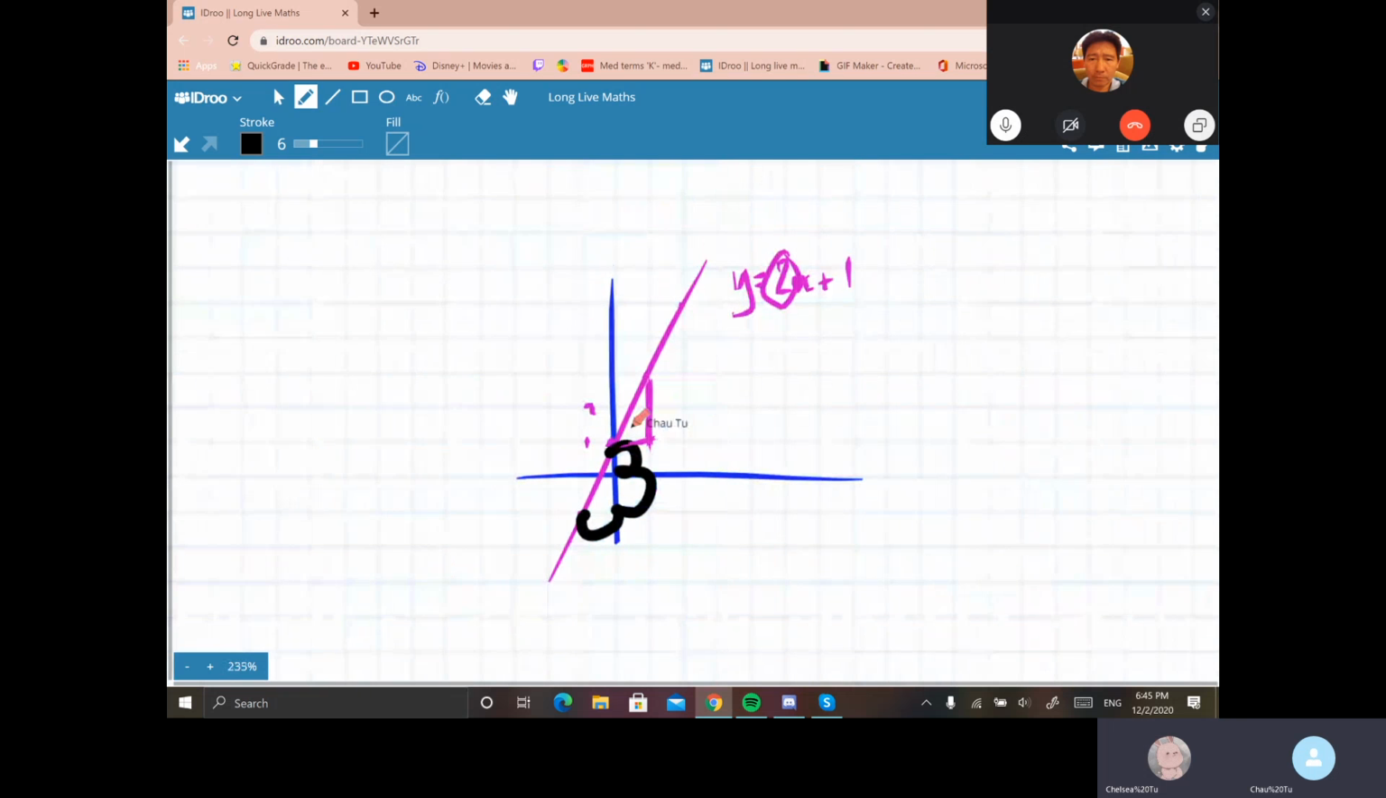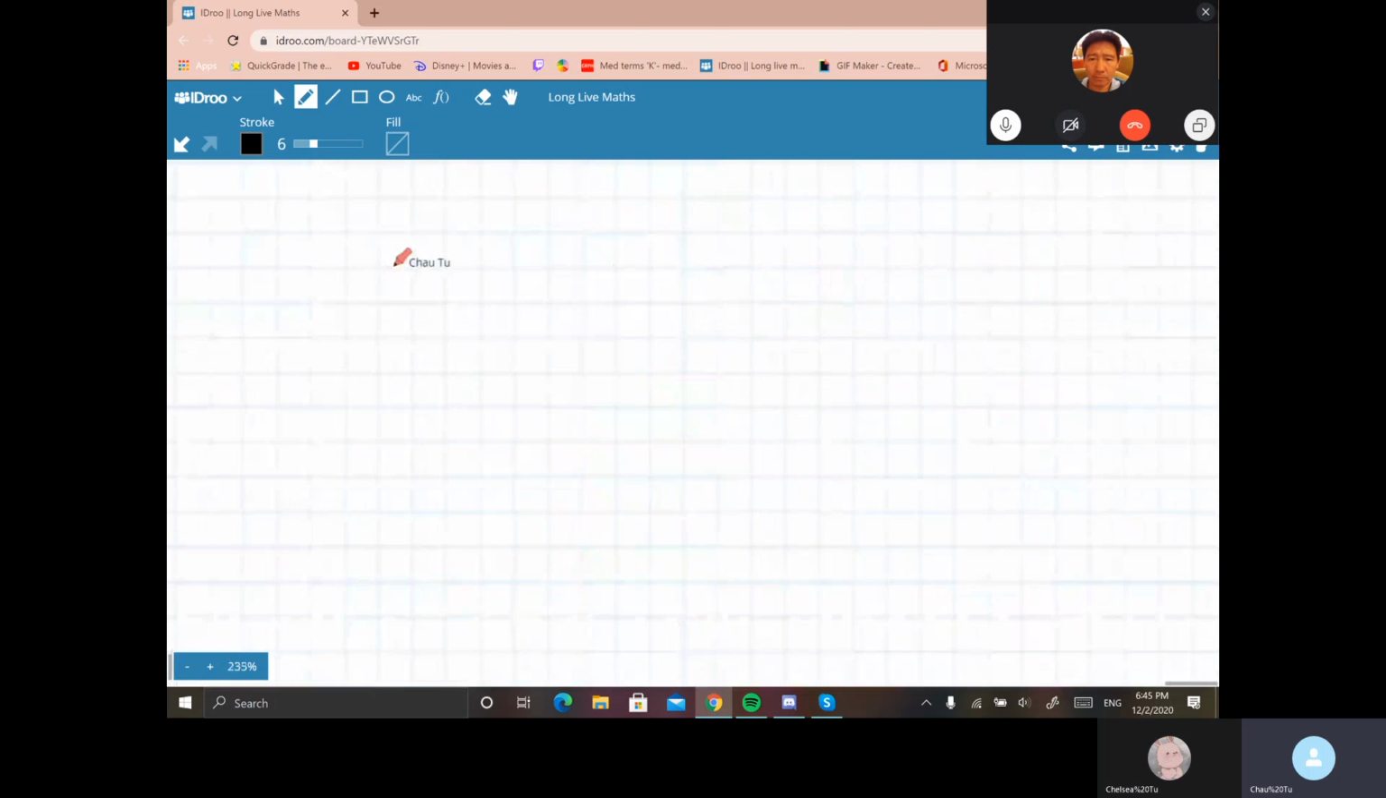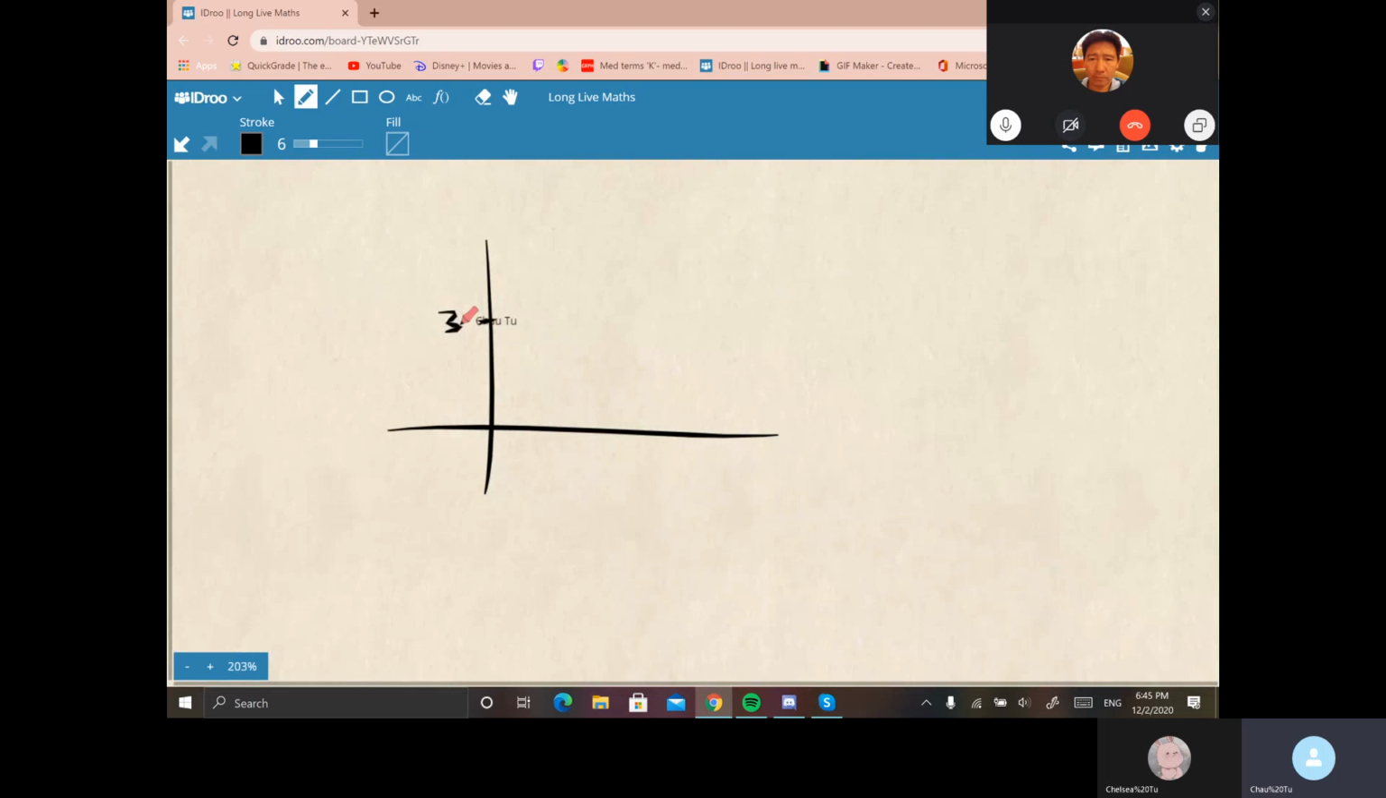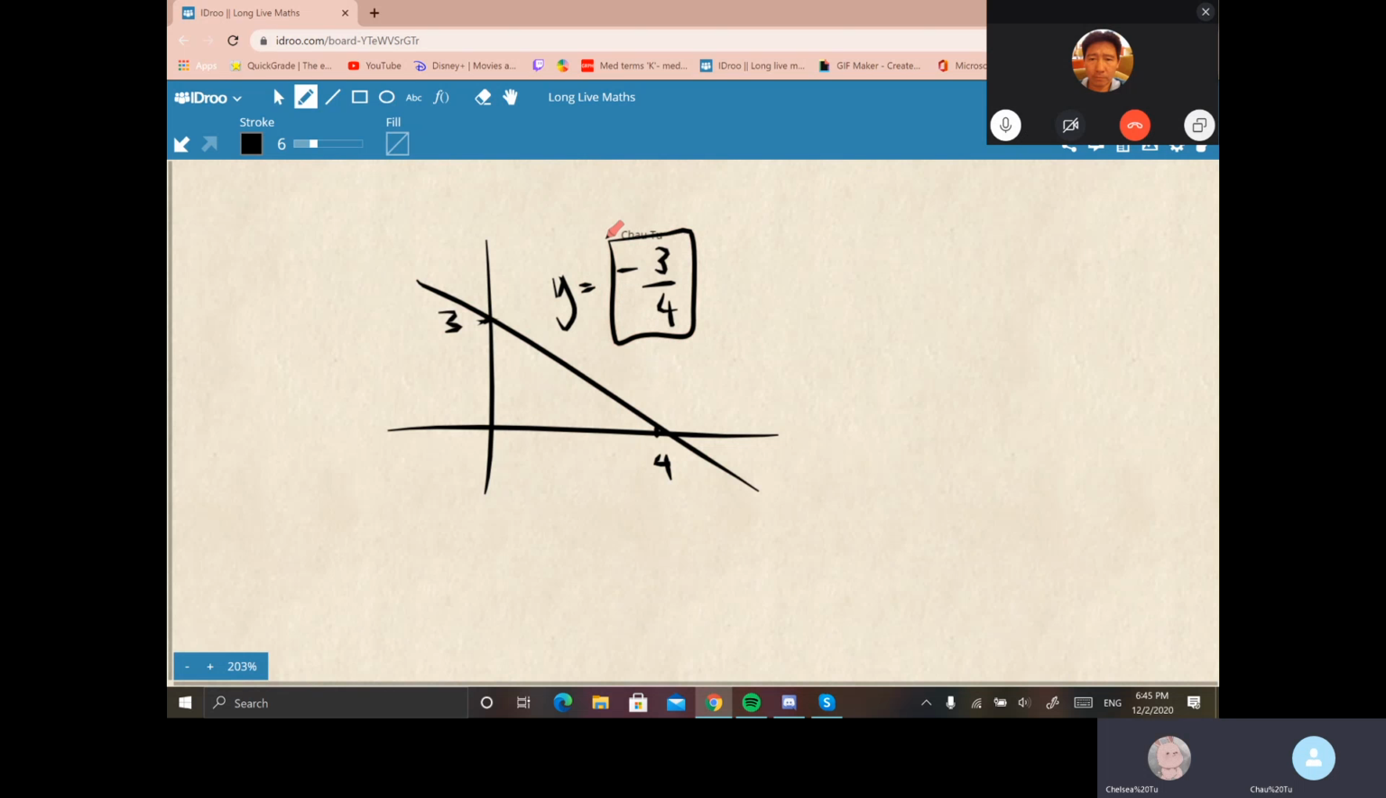So going back to our diagram, we are trying to draw a line going through 3 and 4. The up and down is 3, the across is 4, so the gradient is 3 over 4. And it's going downhill, so we stick a negative in front of it. That's our gradient. Can you see that? So y equals negative 3/4 x plus c, and now you've got to work out c. What's c?